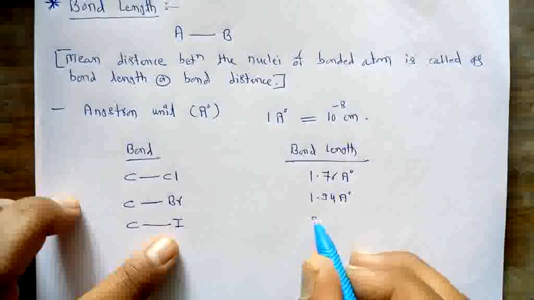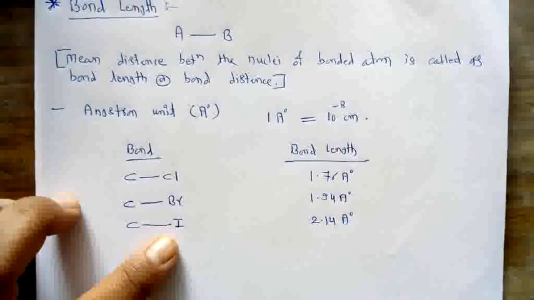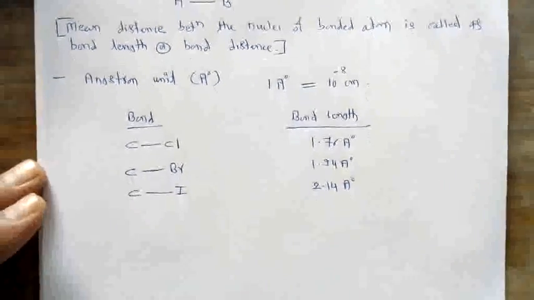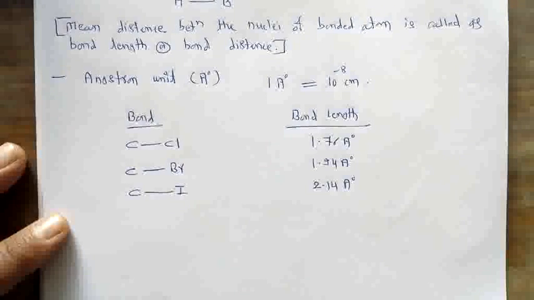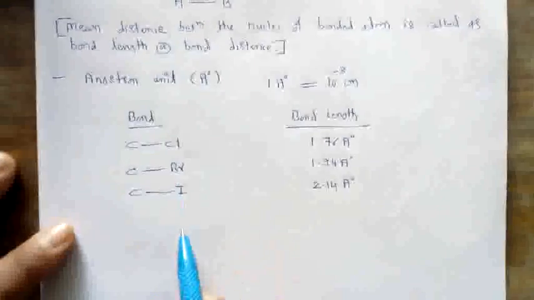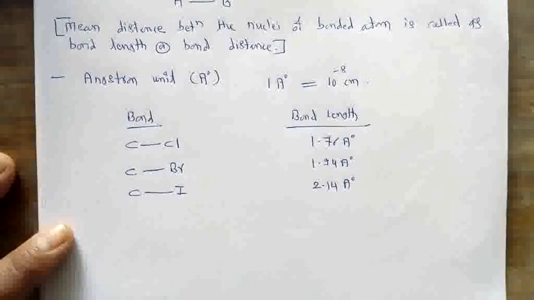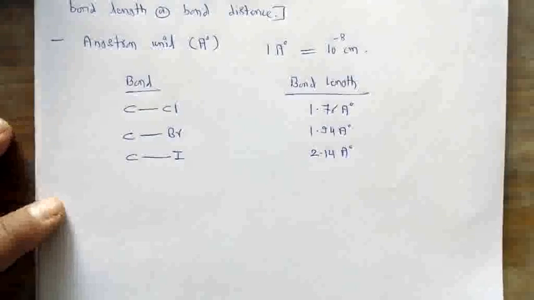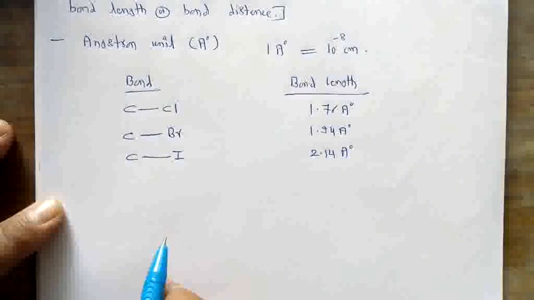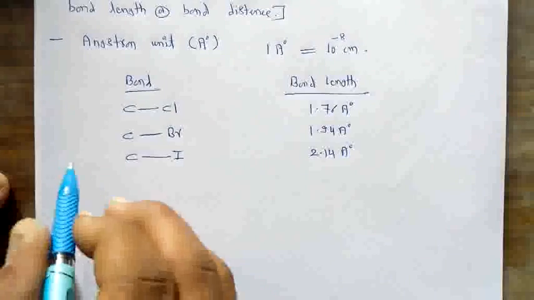Its bond length again goes on increasing, equal to 2.14 Angstrom units. So from these three different bond length magnitudes, we can say that as the atomic radius of an atom goes on increasing, it affects the magnitude of the bond length. Now, the same value of this bond length we may consider in different types of bonds with different hybridization.